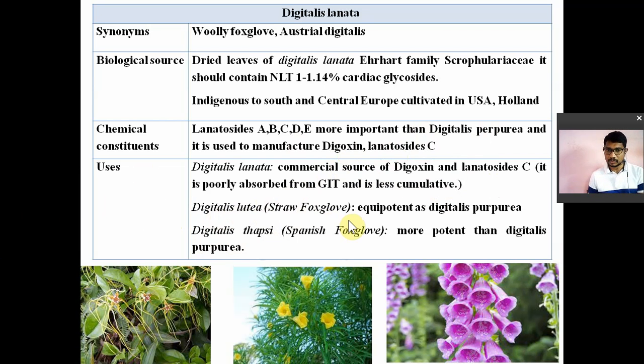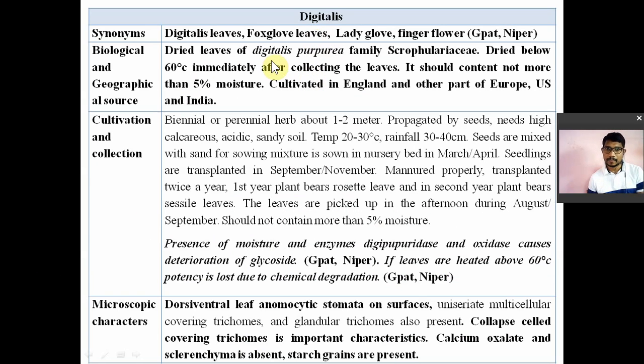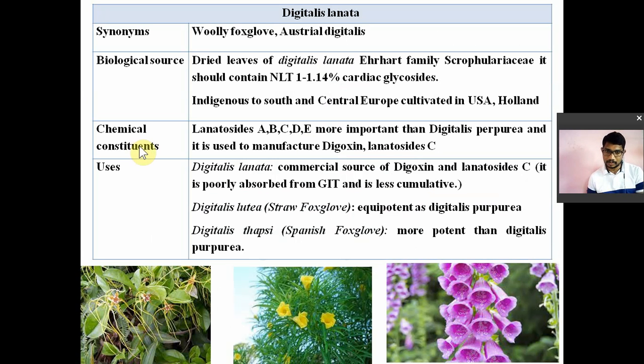Then Digitalis lutea is known as straw foxglove, which is again equipotent to Digitalis purpurea. It is again a new variety. Digitalis thapsi is known as Spanish foxglove, again more potent than Digitalis purpurea. Sometimes they ask questions on this, and you will get options: Digitalis lutea, Digitalis lanata, Digitalis thapsi, Digitalis purpurea. So you should be able to identify. Spanish foxglove is Digitalis thapsi, straw foxglove is Digitalis lutea, woolly or Austrian foxglove is Digitalis lanata, and Digitalis purpurea, the common foxglove, is the original.